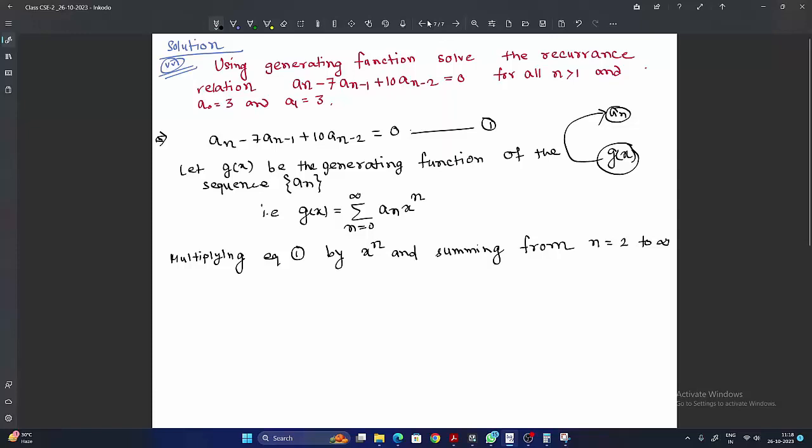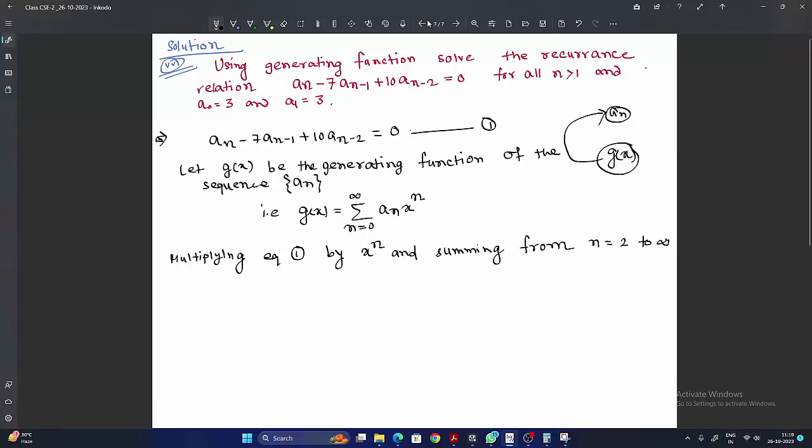Why? Because if you take n from 0 to infinity, this term will give you a_(n-2), so a_(0-2), that means a_(-2), and we don't have a_(-2) because our sequence starts from a0. So that's why we are summing from n is equal to 2. If there is an a_(n-3) term, then we sum from n is equal to 3. That means if it is an order k recurrence relation, we take the sum from k to infinity. Is it clear? Yes, sir.